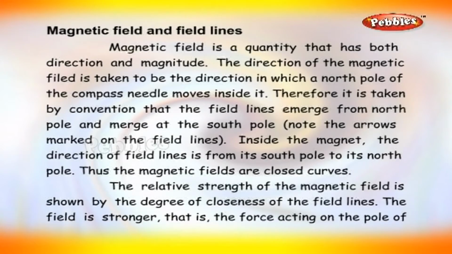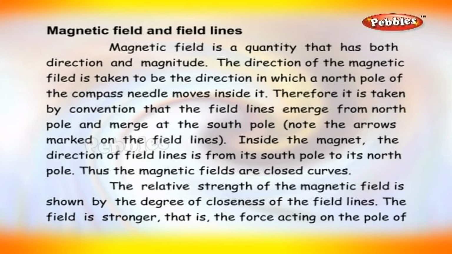Magnetic field is a quantity that has both direction and magnitude. The direction of the magnetic field is taken to be the direction in which a north pole of the compass needle moves inside it. Therefore, it is taken by convention that the field lines emerge from the north pole and merge at the south pole. Inside the magnet, the direction of field lines is from its south pole to its north pole. Thus, the magnetic field lines are closed curves.